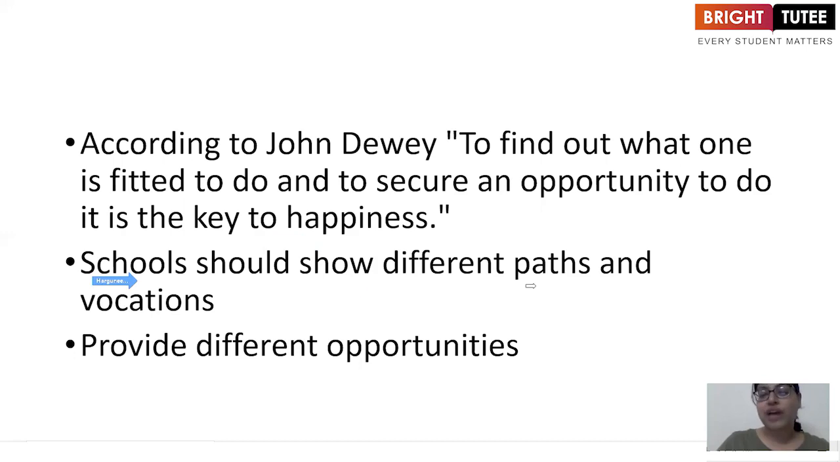Schools should show different paths and vocations to children, and that is something which is very important. Not only is it the responsibility of the school to educate a young mind, it is the responsibility of the schools to give different avenues and paths and opportunities to the children. Different vocations they should be bringing to the students, that these are the career opportunities or career paths you can actually take, and then you can exercise all that once you have fully educated. So it's important that they provide the right atmosphere and the different opportunities and the platforms which are required.